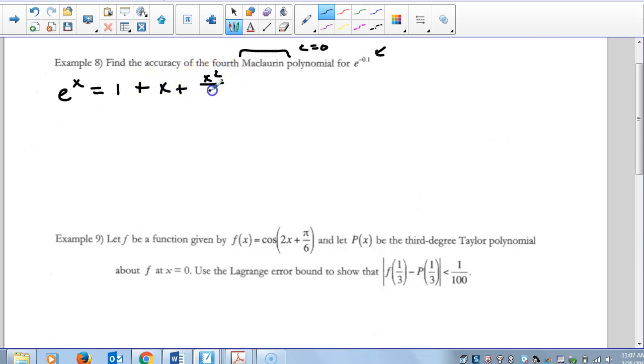squared over 2 factorial plus x to the 3rd over 3 factorial plus x to the 4th. My question is, where do I stop? I want to know what happens if I carry it out to 4 terms. So I'm going to write more than 4 here.